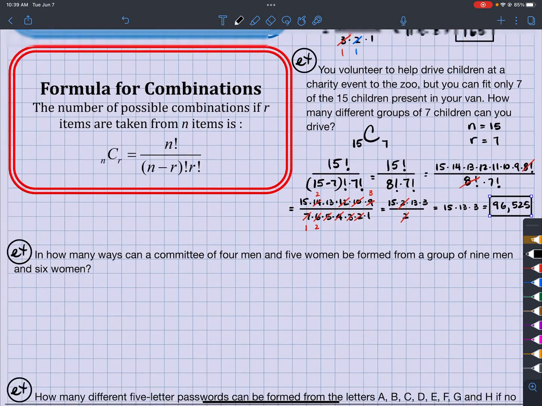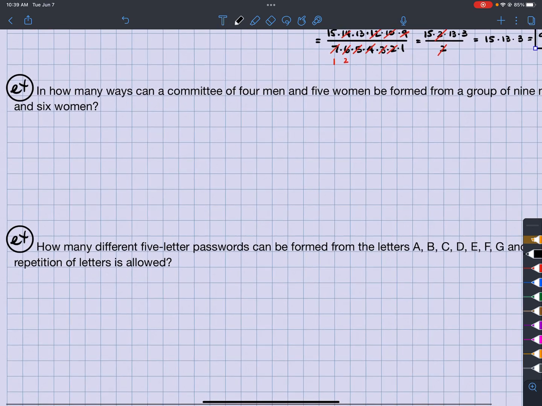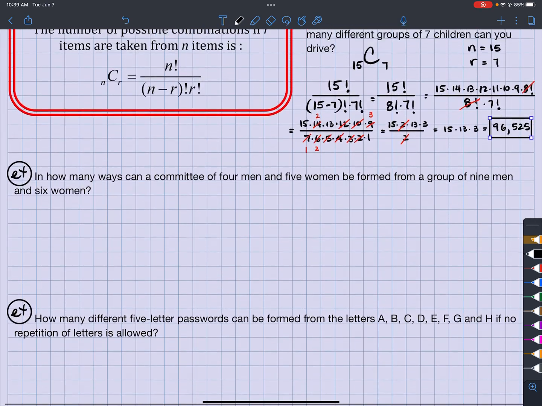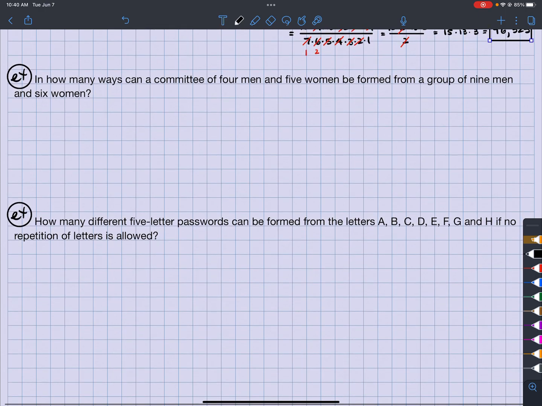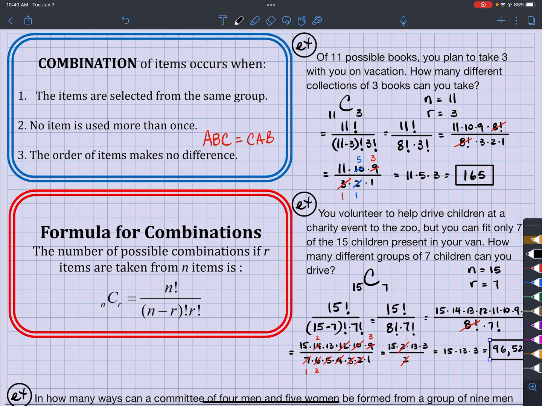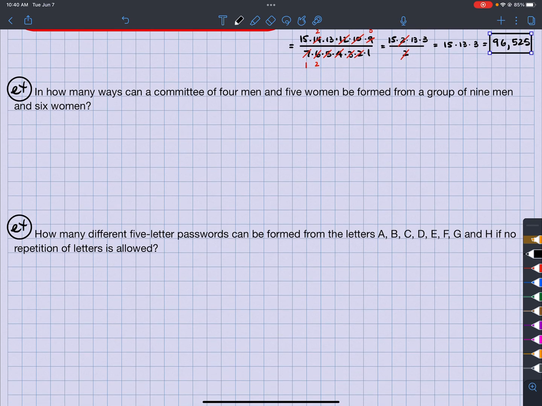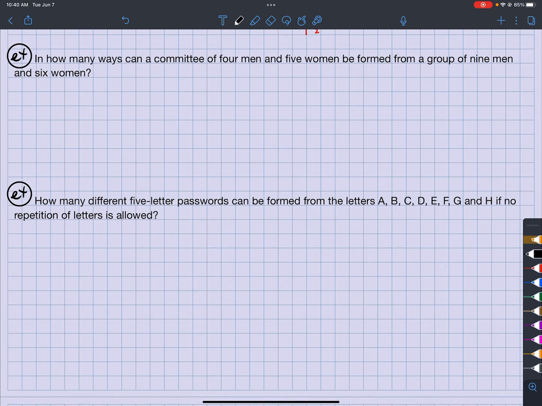All right, now here are some different ones that are a little more difficult, and we have to know when to use which one, right? The first two examples are pretty straightforward, where this one makes it a little more complicated. It says, how many ways can a committee of 4 men and 5 women be formed from a group of 9 men and 6 women?